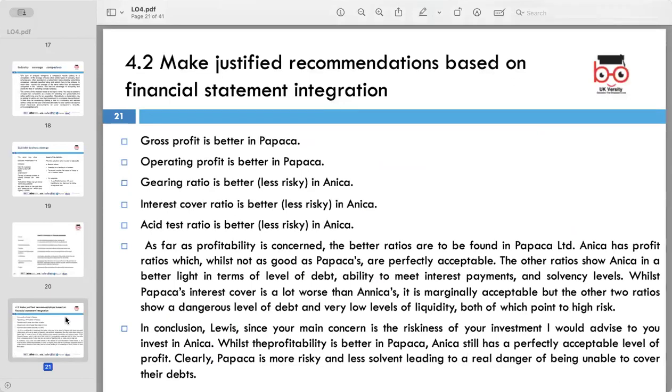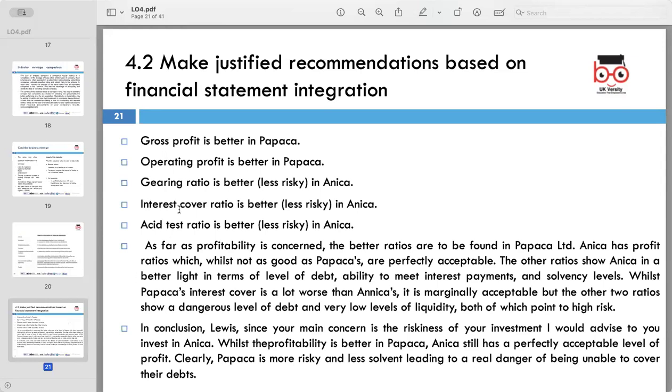Make justified recommendations based on financial statement interpretation. Analyzing financial statements requires careful consideration of various ratios and indicators to make informed decisions. Comparing Pepca Limited and Anika Limited reveals differing strengths and weaknesses. Pepca demonstrates better gross profit and operating profit, indicating higher profitability compared to Anika.